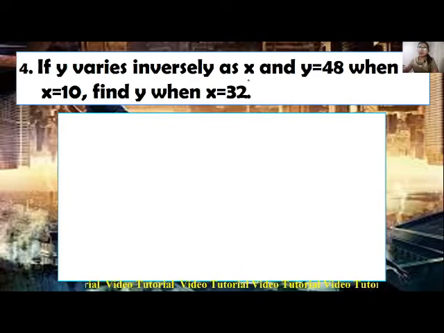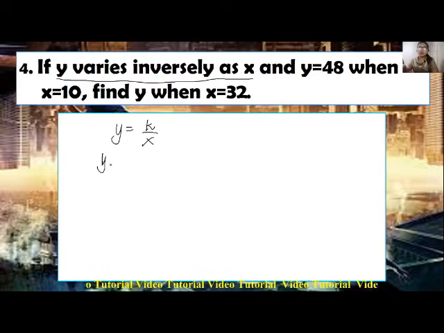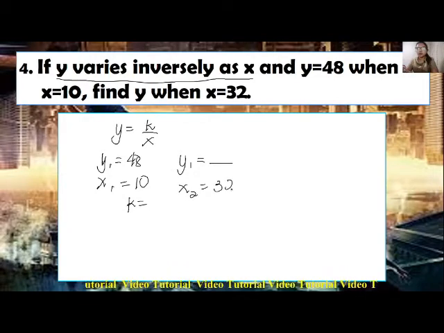So if y varies inversely as x and y equals 48 when x equals 10, find y when x equals 32. So we have two sets of x and y's. Again, translate first, y varies inversely as x, so this will be y equals k over x. Values, we have y sub 1 equals 48, and then we have x sub 1, which is 10. K is missing, y sub 2 is also missing, and then x sub 2 is equal to 32.